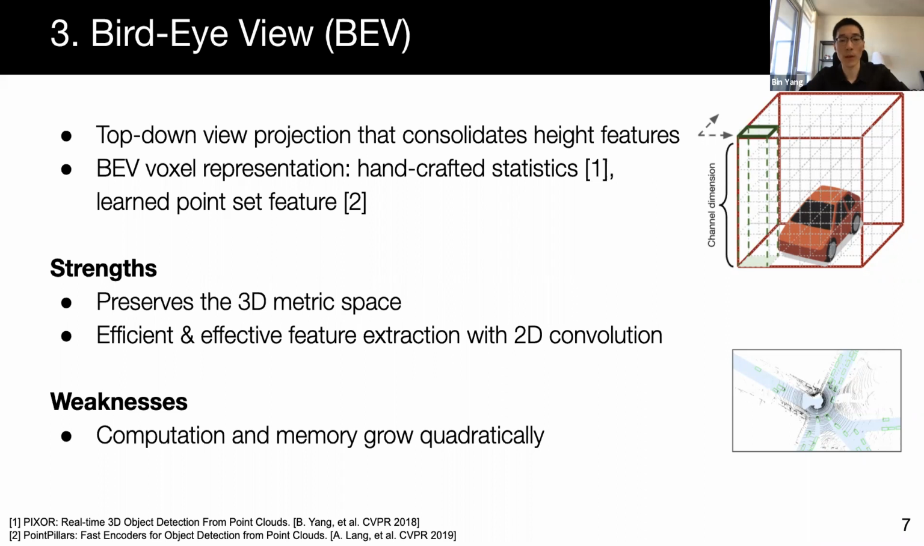However, the computation and memory costs still grow quadratically with regard to voxel resolution and detection range. Later, we'll discuss techniques that exploit sparsity to speed up computation.